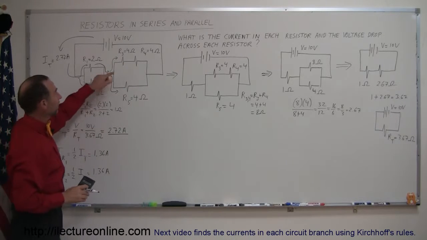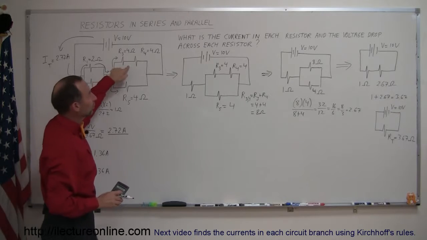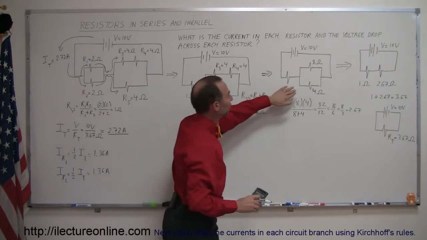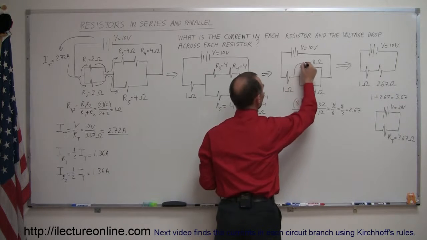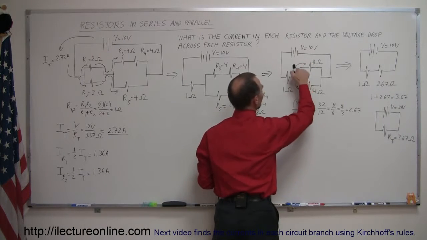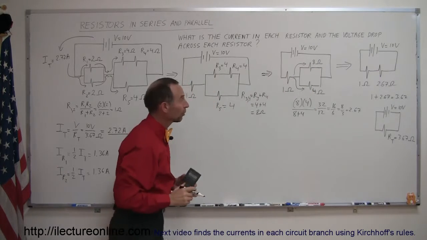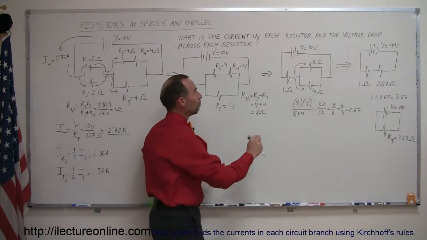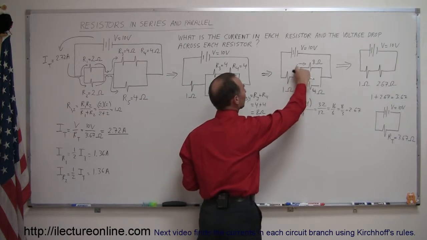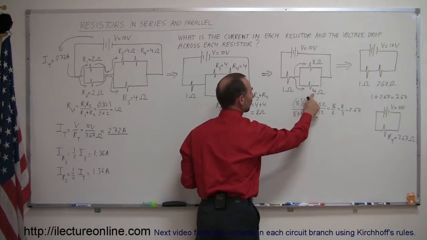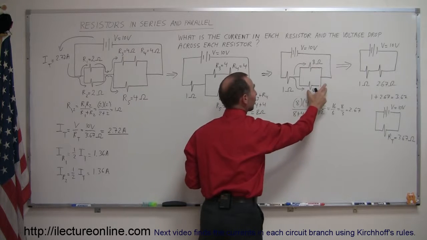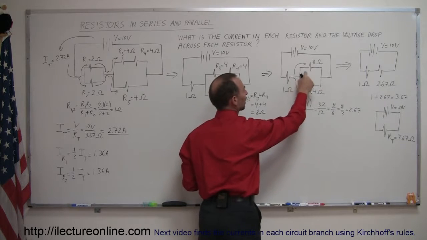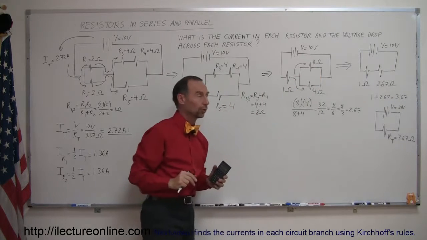Now notice that this top branch has an equivalent resistance of 8 ohms, and the bottom branch has an equivalent resistance of 4 ohms. So at the top branch, the current will encounter 8 ohms of resistance. In the bottom branch, the current will encounter a 4 ohm resistance. So the more current will go through here, the less current will go through there. Since this is half the resistance of this resistor, it will get twice as much current as this one. So this one will get 2/3 the current coming from here, and this one will get 1/3 the current coming from there.